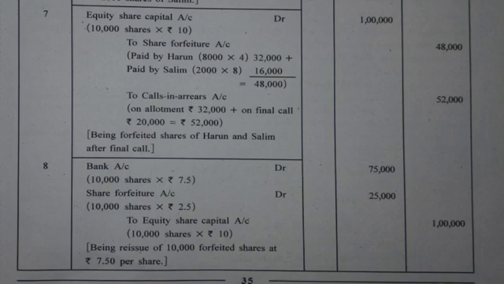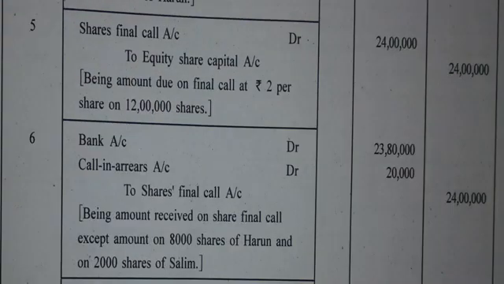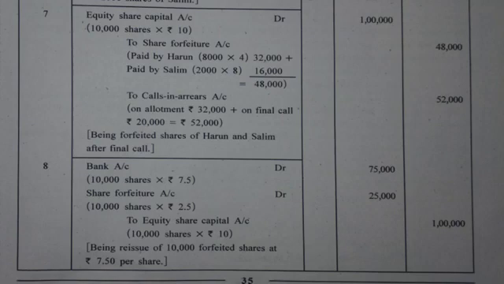48,000 is here. Yes? Then it is written to calls in arrears account. This is the amount that is not received by the company, and you can directly obtain this amount from these journal entries. 32,000 plus 20,000. See, 32 plus 20, 52,000. Simply you can write to calls in arrears account 52,000 in the outer column.